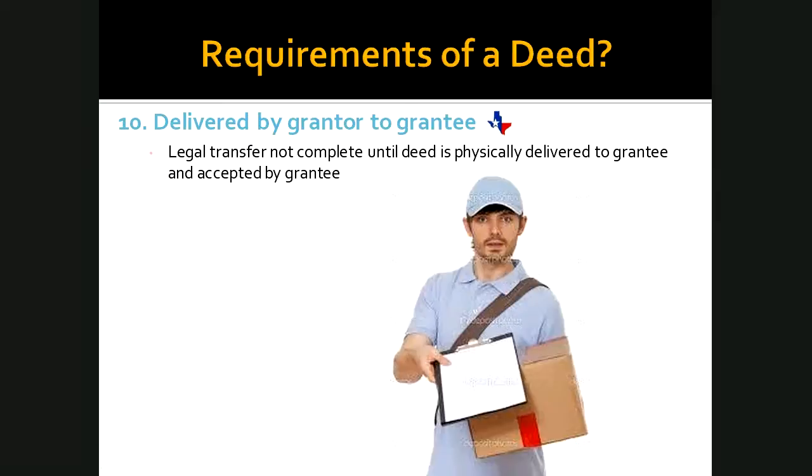And then the last requirement is that it be delivered. And this means actual physical delivery of the grantor giving the deed to the grantee or someone who's designated to accept it on behalf of the grantee, right? So there has to be a physical transfer of the document that has been signed to the grantee. That's how you formally convey the ownership. And it also has to be accepted by the grantee.